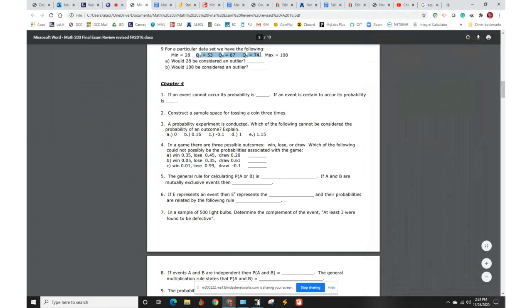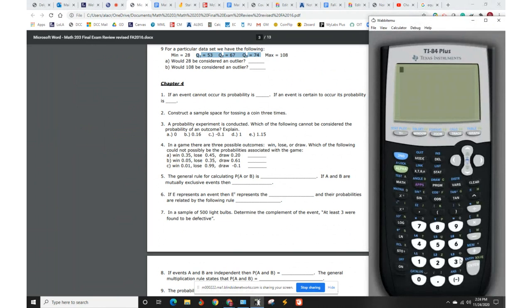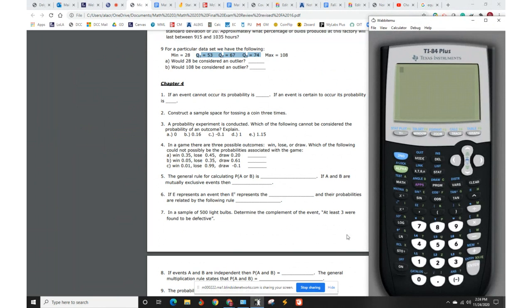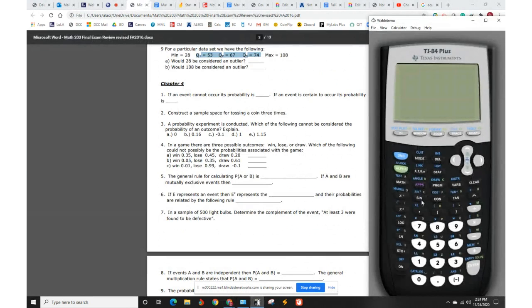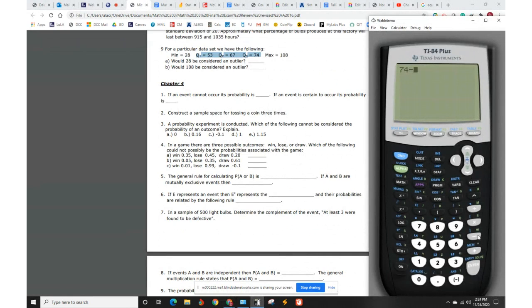Q3 minus Q1 is what we call the interquartile range. So that's 74, take away 53. So 21 is the interquartile range. We multiply that times 1.5. Now, that's what we add and subtract to Q3 and Q1.